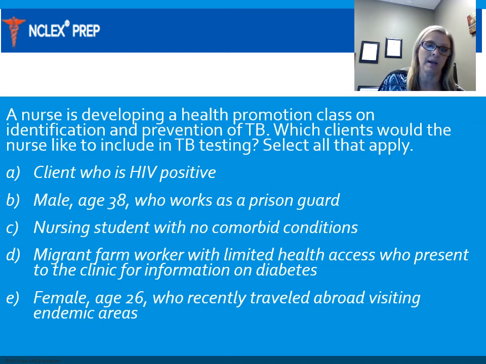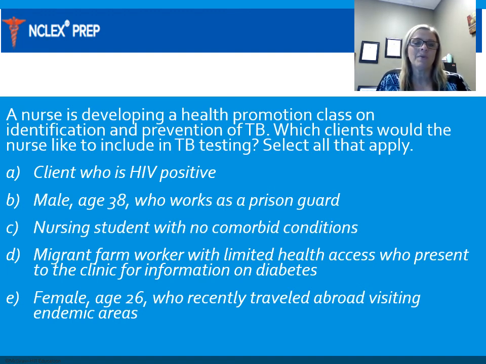Select all that apply. A, a client who is HIV positive. B, a male age 38 who works as a prison guard. C, a nursing student with no comorbid conditions. D, a migrant farm worker with limited health access but has come to the clinic for information on diabetes. And E, a female age 26 who has been traveling abroad, visiting endemic areas.